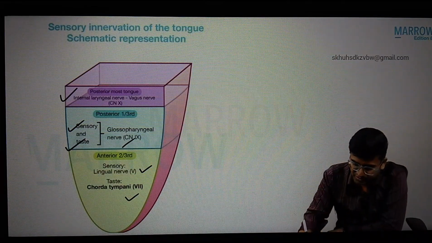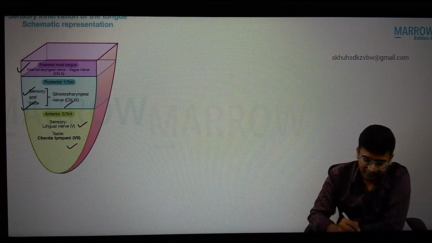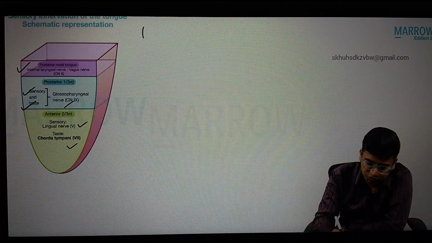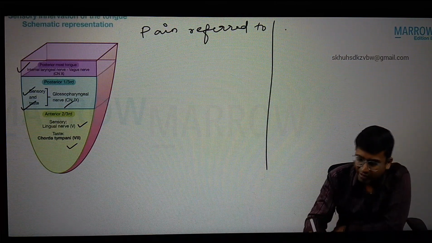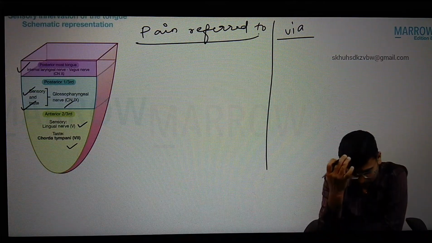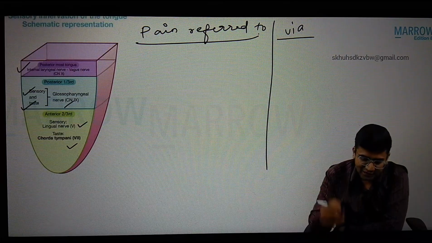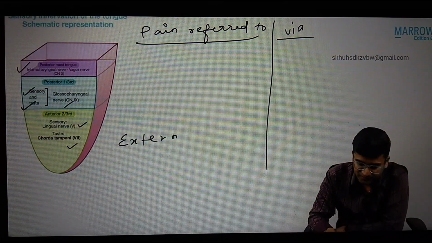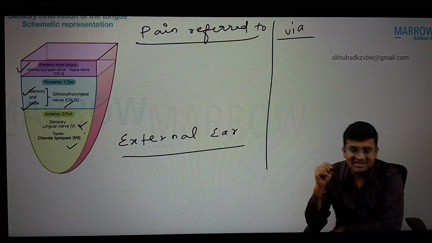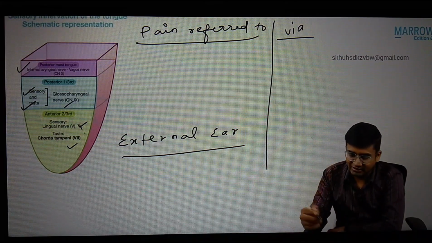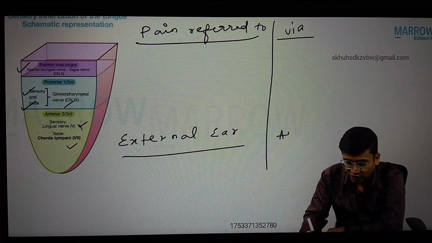Now, in the case of an ulcer in the anterior two-third of the tongue, the pain is referred to the external ear only. Via which nerve, sir? See, the lingual nerve carries general sensory fibers, a branch of the mandibular nerve. Again, another branch of the mandibular nerve supplies the external ear: the auriculotemporal nerve.